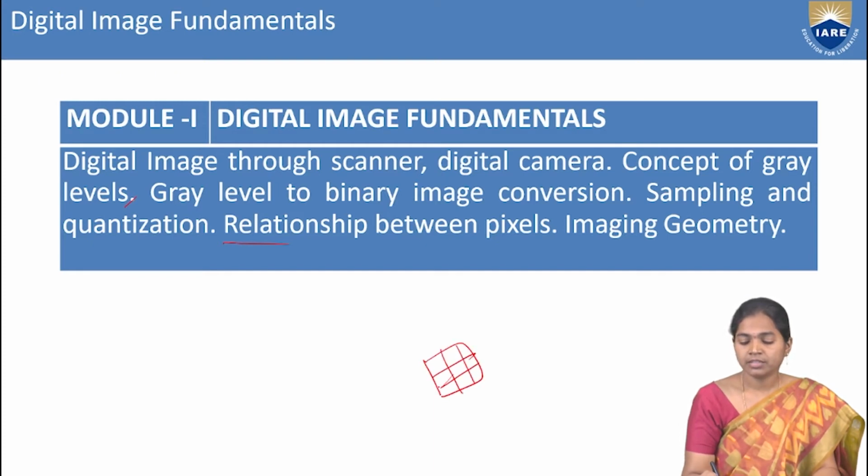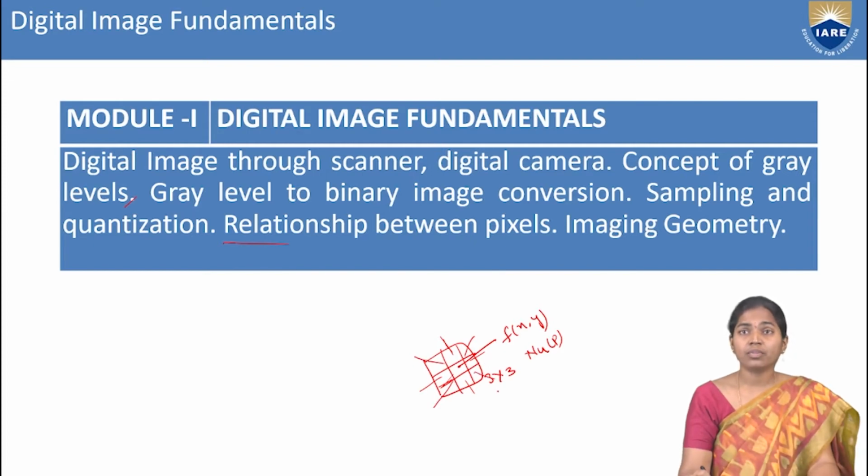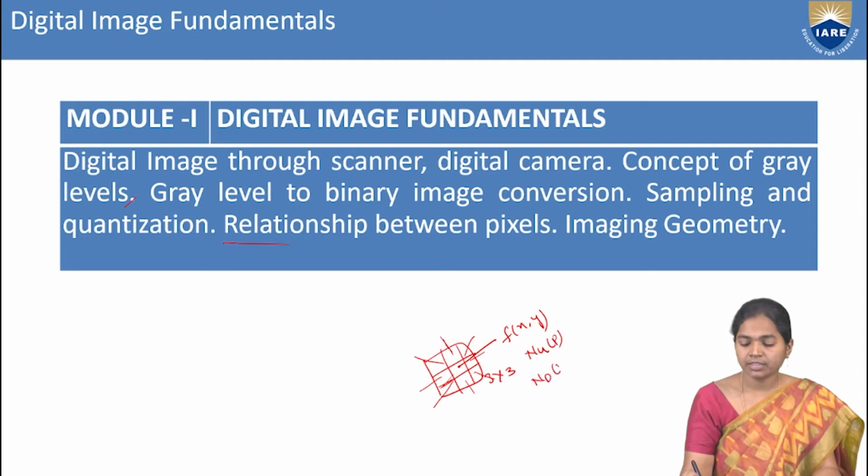In this 3 by 3 matrix, this is my center point f of x comma y. Here 2 vertical and 2 horizontal neighbors are there. This is the n4 of p. In diagonal form also it consists of 4 neighbors, represented by nd of p. What about n8 of p? It is n4 of p union nd of p. So this is the relationship between pixels.